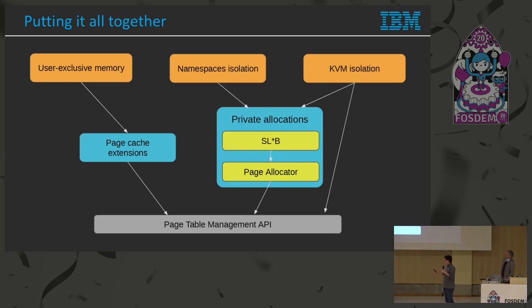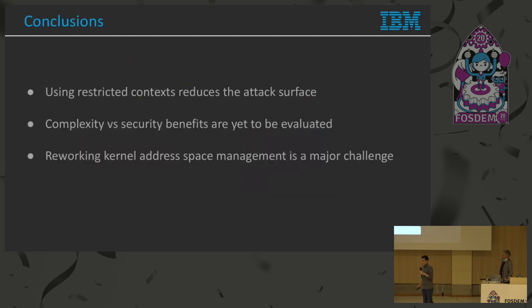And this is our current vision of how it's going to happen. It may evolve over time. We are going to implement some page table management API for management of the kernel page table. The page allocator and slab allocator will use these APIs, and then it will be available to namespace isolation as well as to KVM isolation for what the KVM people are doing. And for the exclusive memory mappings, currently we are looking at extending page cache functionality and using that to implement exclusive memory mappings.